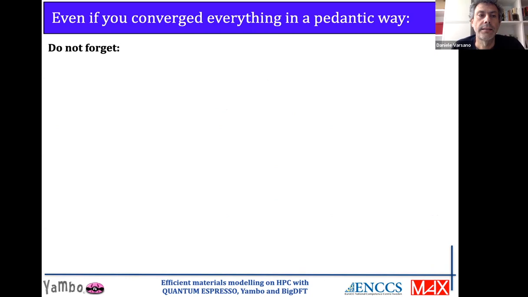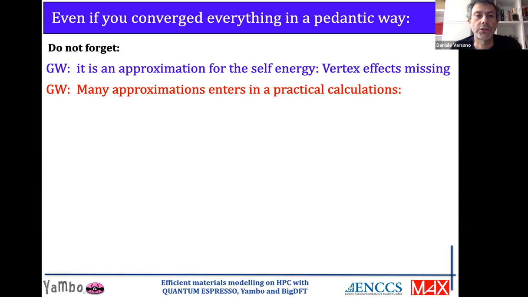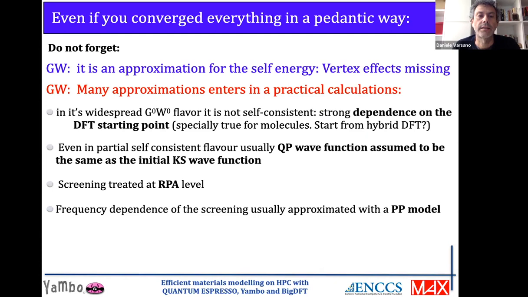And anyway, don't forget that it's not the theory of everything, it's an approximation. And besides being an approximation itself, many approximations enter in a practical calculation. So at least G0W0 is not self-consistent. So you have a dependence on the starting point that you can mitigate with a different kind of self-consistency, but it's quite a severe problem. If you start from PBE, if you start from LDA, if you start from a hybrid calculation, you will end up with different results.